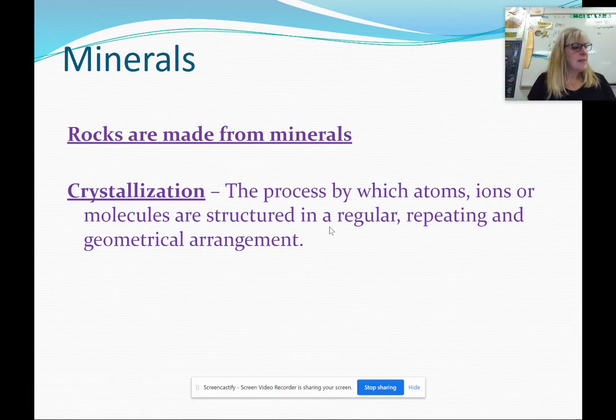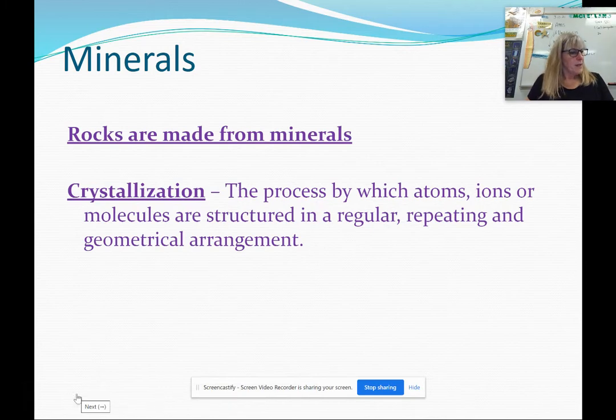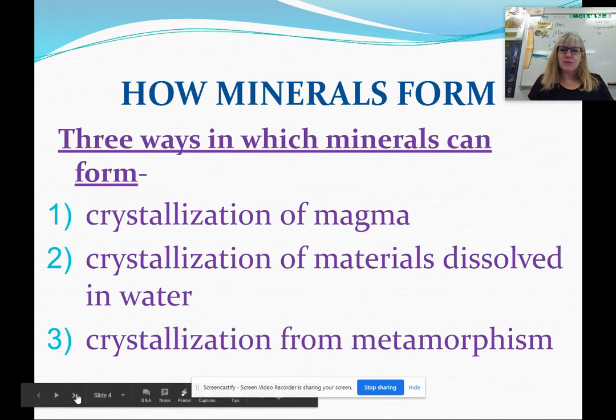So we're going to talk about crystallization, and that's the process by which we get minerals. It's by which atoms, ions, or molecules are structured together in a regular, repeating geometrical arrangement. One of the other parts of that definition of a mineral was that it has a chemical structure and a crystal shape. So the way that the atoms bond together will give that mineral its crystal shape. Okay. All right, so that was number 4. That's called crystallization, and it happens in 3 ways.